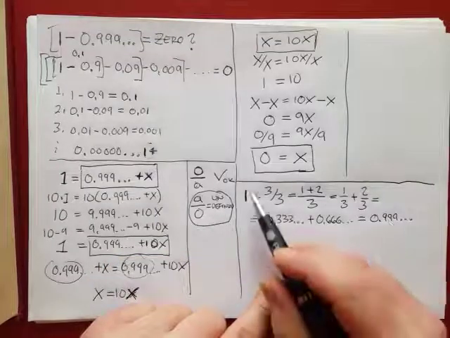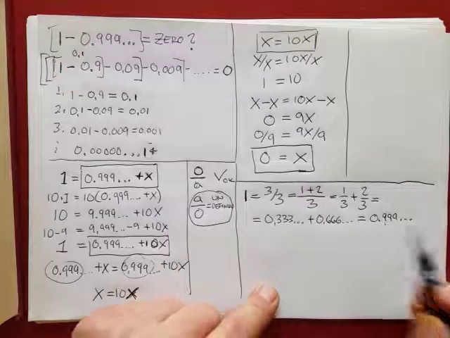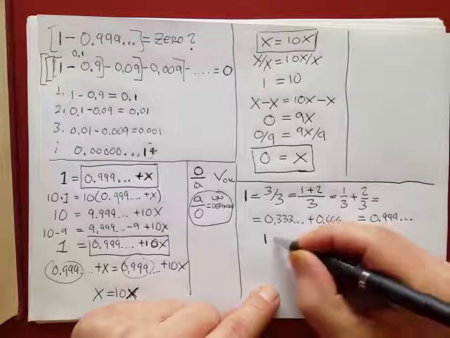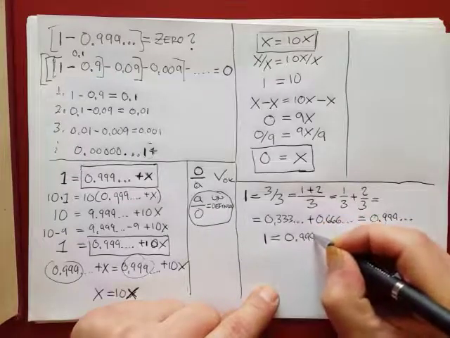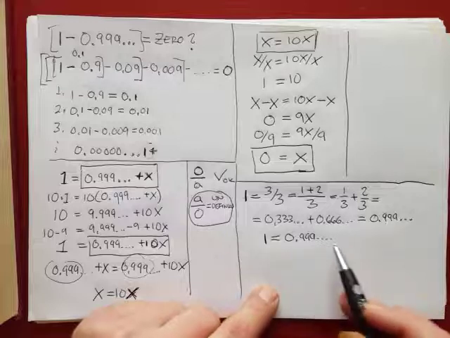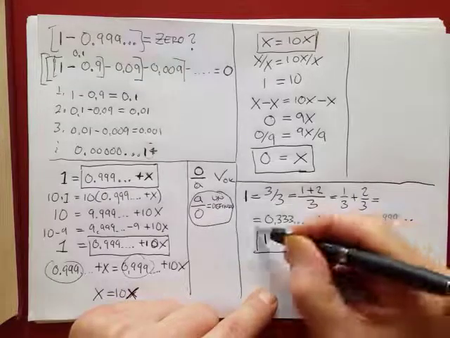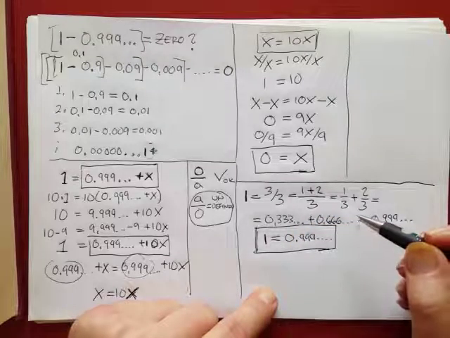But we started with 1 and we end up with 0.999. We start with 1 and end up with 0.999. There is an equal sign. This is also a proof.